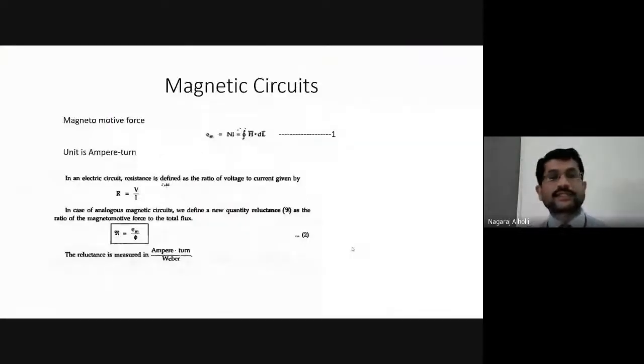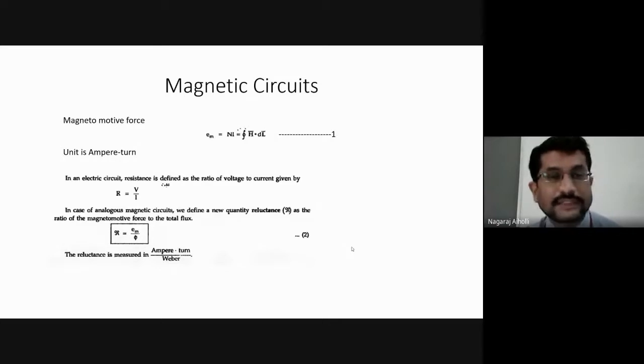Next is the magnetic circuits. As we know, there is an electric circuit. Similarly, there is magnetic circuit also. There is an analogy between the electric circuit and the magnetic circuit. In the magnetic circuit, we'll be finding the magnetic flux and the magnetic field intensity.